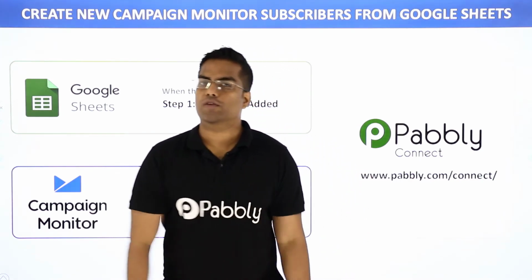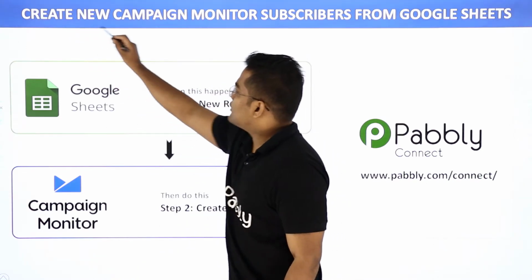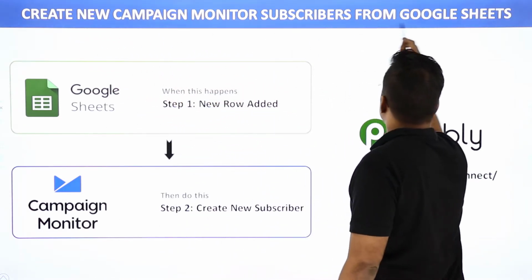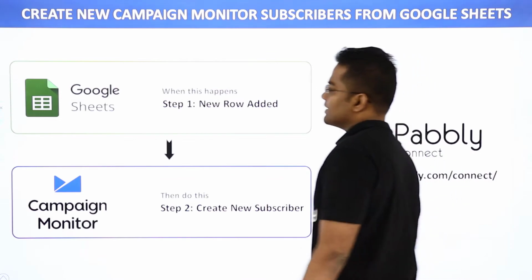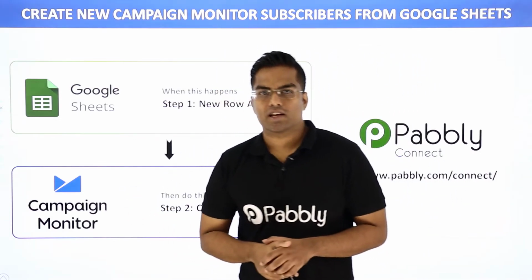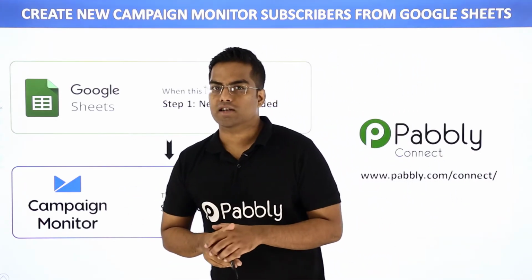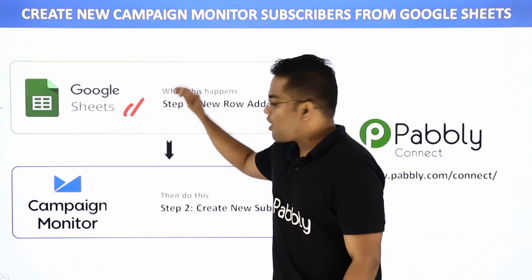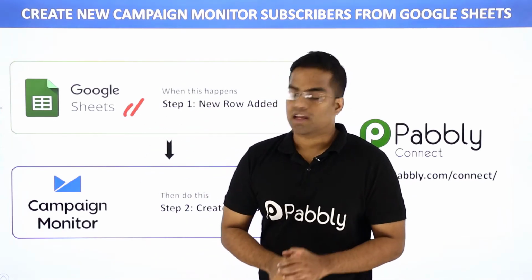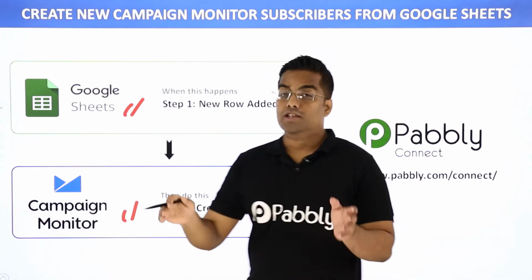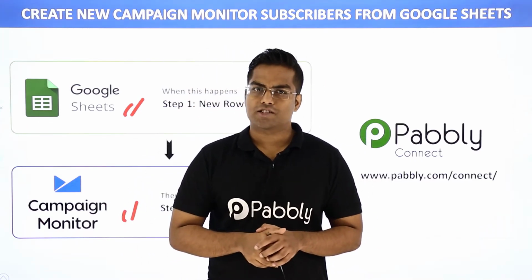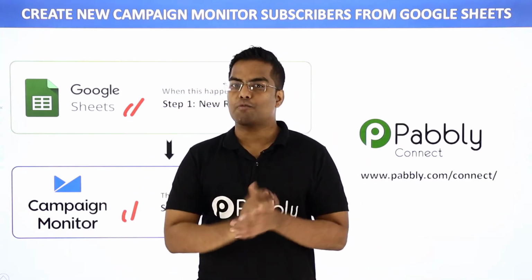So in this video we will learn how to create new Campaign Monitor subscribers directly from Google Sheets automatically. The idea is that whenever data is entered in Google Sheets, it will automatically create a subscriber in Campaign Monitor. But the issue here is there is actually no connection between Google Sheets and Campaign Monitor.